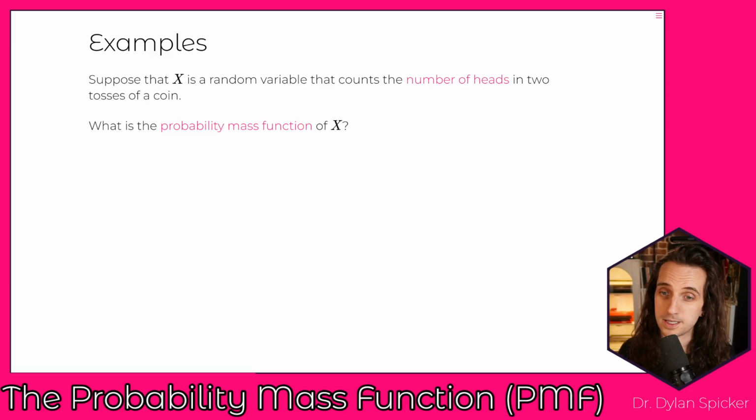So let's look at some examples here. Suppose that X is a random variable that counts the number of heads in 2 tosses of a coin. What is the probability mass function of X?